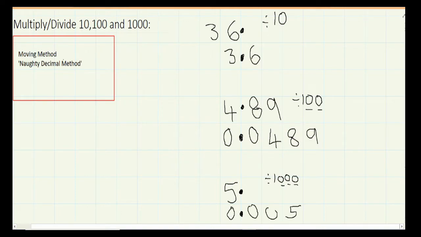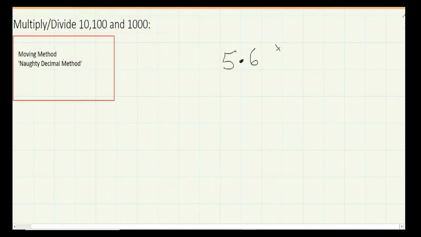I always check at the end. That doesn't look right to me, is that right? 1, 2, 3 places smaller, yeah. It is right, 0.005.